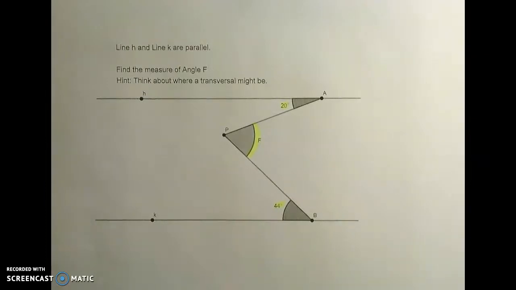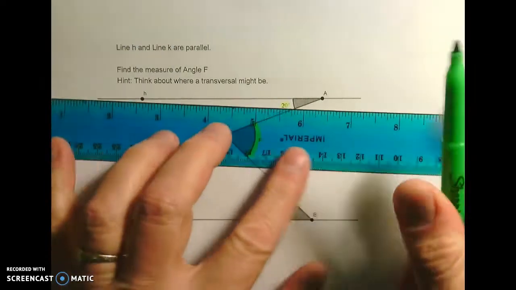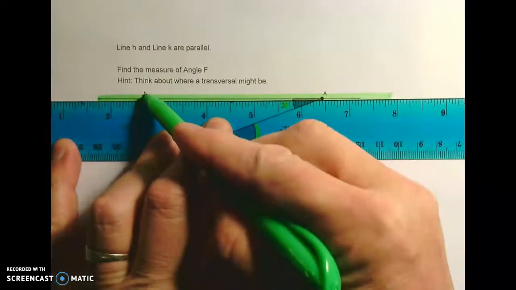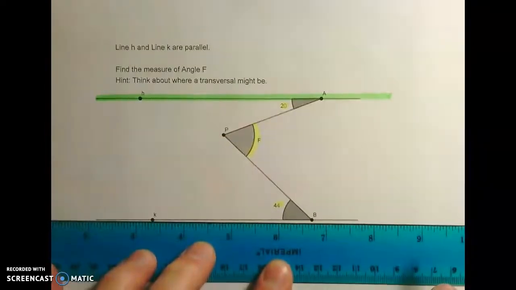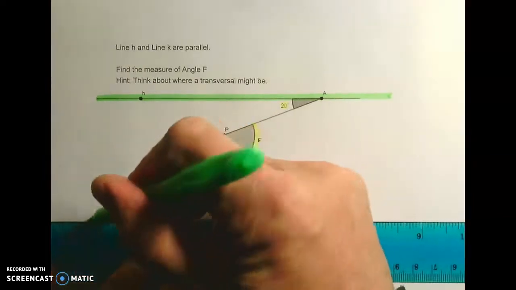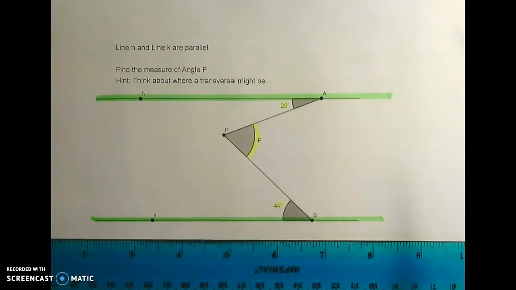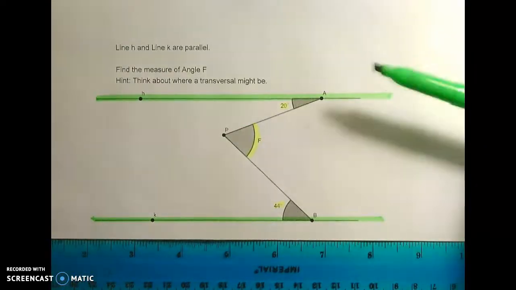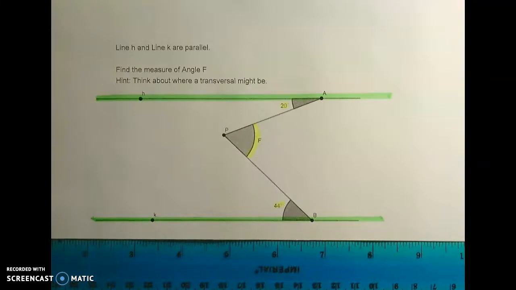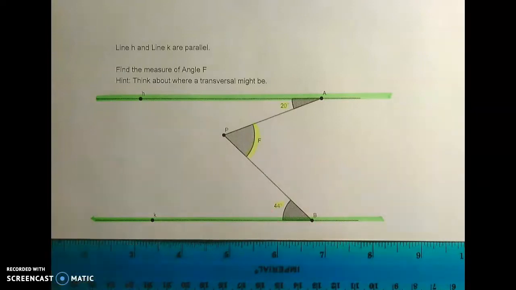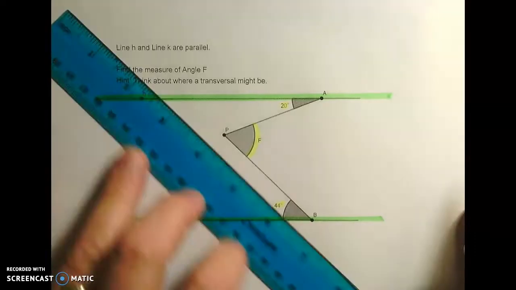And again, I'm going to highlight these parallel lines so we can see how we are going to answer these questions. So I've got this line here, which is our line H, and down here another line which is parallel, line K. And so we're asking, how do I use that information to help me? And again, your hint here is think about where a transversal might be, a line that cuts across those parallel lines. So I'm going to choose this one just because it's kind of easy to draw.